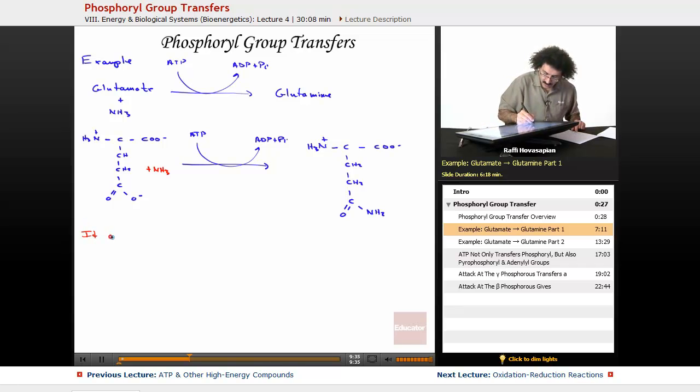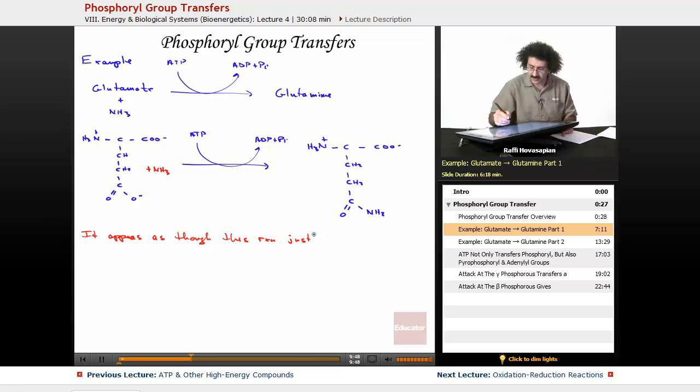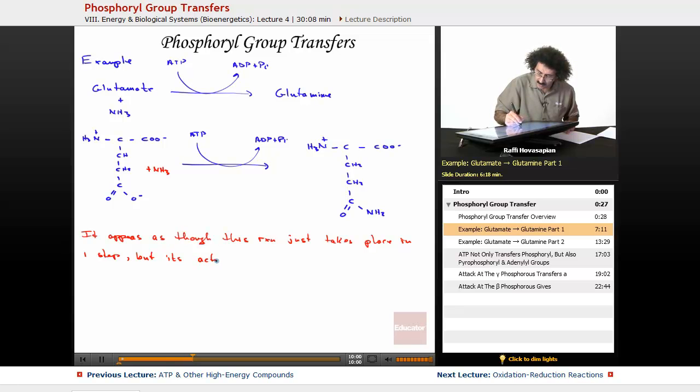Now, it appears as though this reaction just takes place in one step. But it's actually two. And this will demonstrate how ATP does what it does. It's actually two. So the first step is the following.